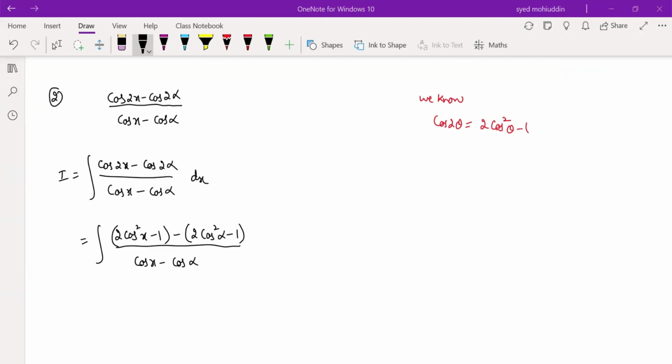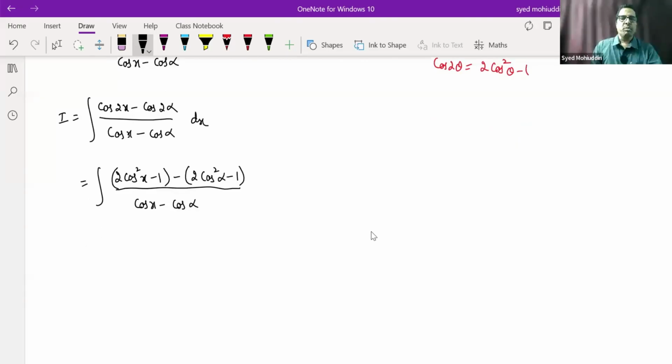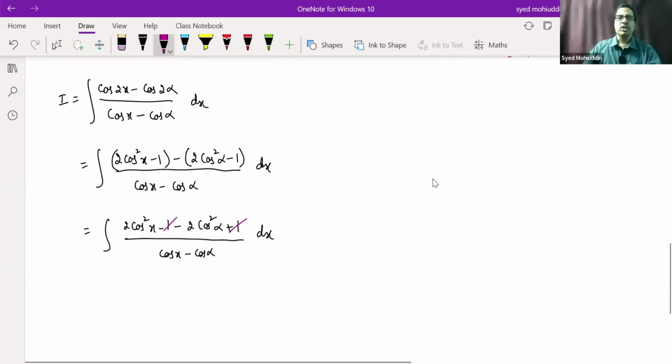Now further, you just open the brackets. So you will be getting the integral of, open the bracket, 2 cos square x minus 1 minus 2 cos square alpha, but minus of minus will become plus 1, whole divided by the denominator cos x minus cos alpha times dx. If you observe over here, minus 1 and plus 1 will cancel out.